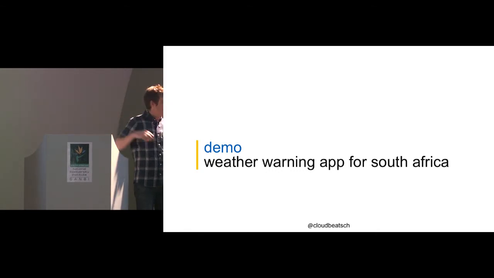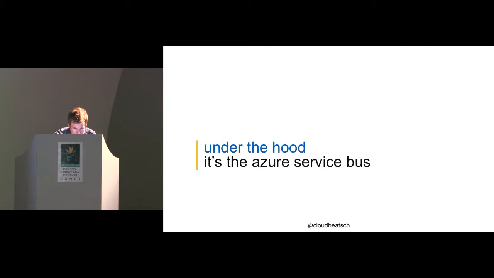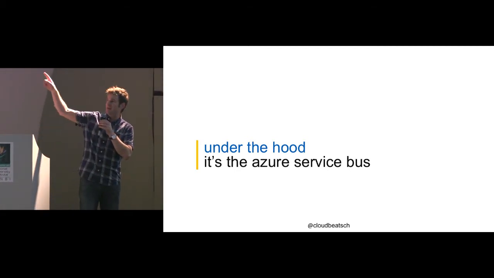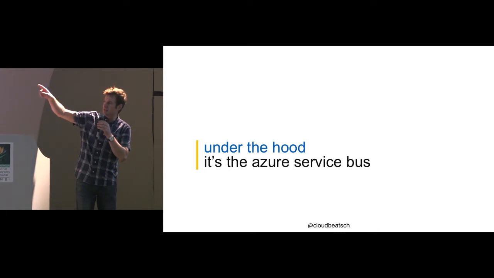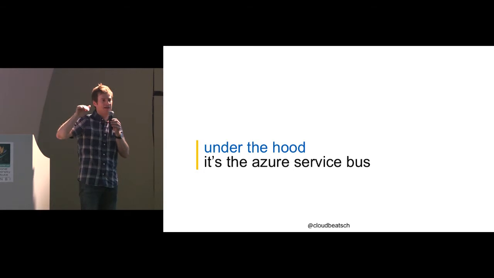By the way, the way it works is, you have an area, like Western Cape, Eastern Cape, and then you have the ability to select the area or the region you want, then you select the type of warning and you provide an English message and an Afrikaans message.